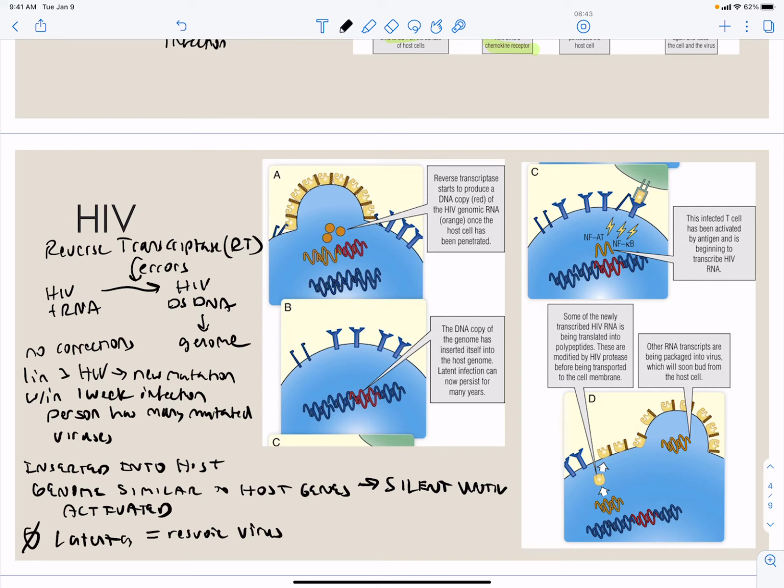Now, the virus is cytopathic, which means it'll kill the cell it's infecting.